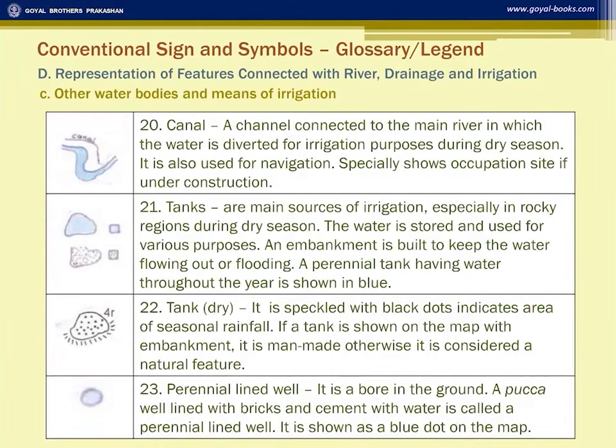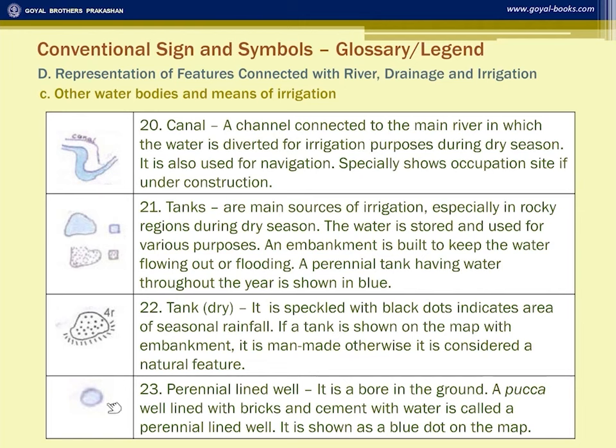Then canals, tanks, dry tank, perennial lined well, all these features are shown by various symbols as you can see here. Especially the dry tank along with the embankment is speckled with black dots with embankment, which shows that the area is generally dry, or the area receives seasonal rainfall because the tank is dry. Generally, it is taken as one of the causes. The 4 written here means the height of the tank is 4 meters. But if it is given within the tank, it may mean relative depth of the tank is 4 meters.